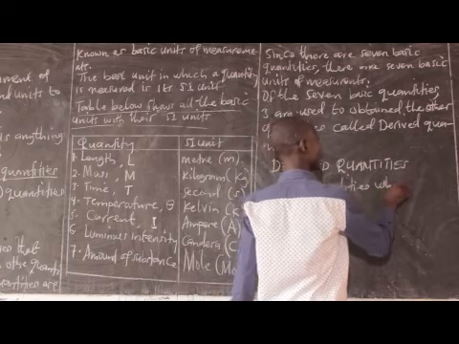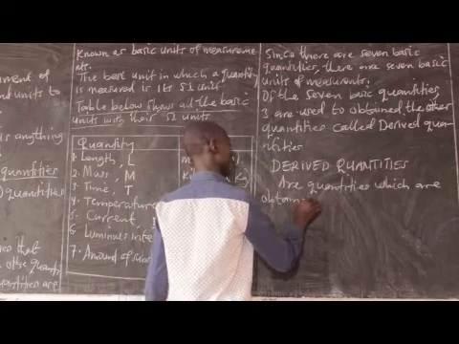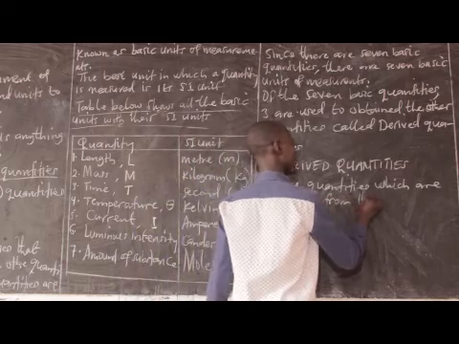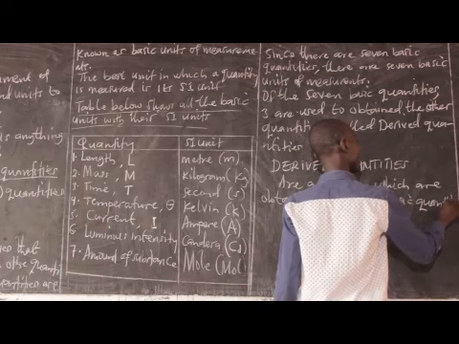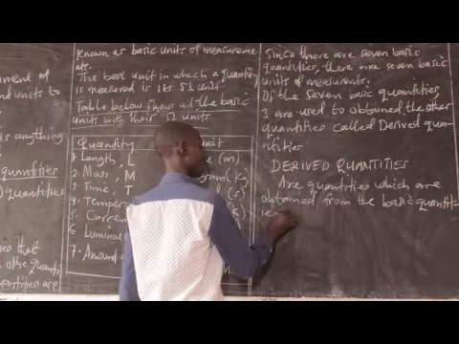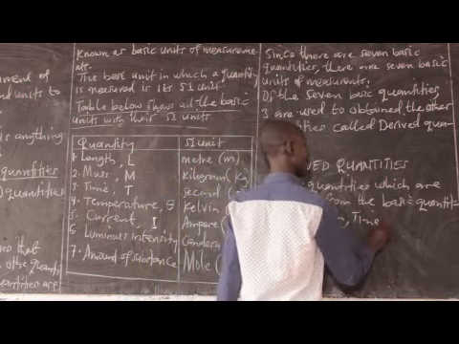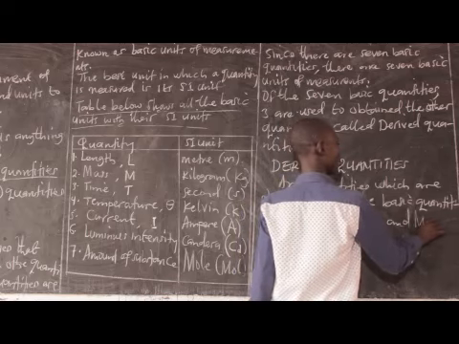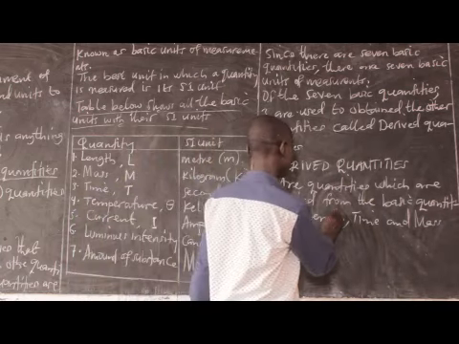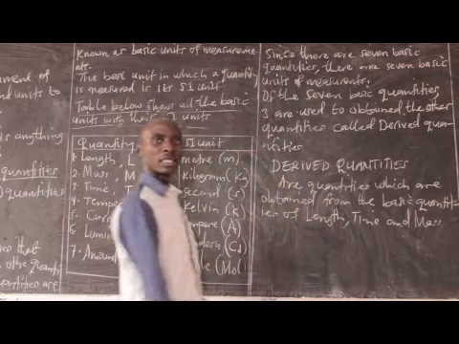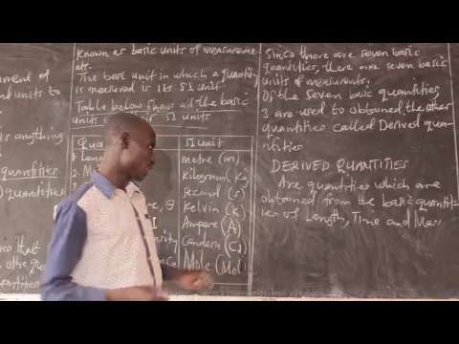which are obtained from the basic quantities of length, time, and mass. Good. Derived quantities are obtained from these 3 quantities, and we shall, by means of a formula, see how derived quantities are obtained from these 3 quantities.